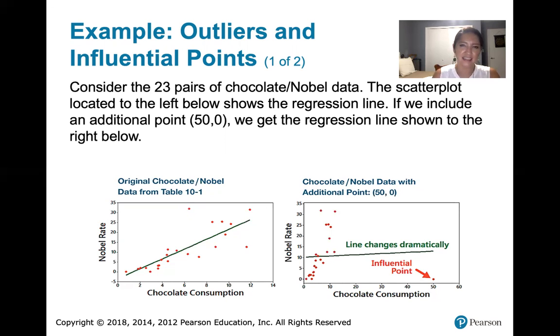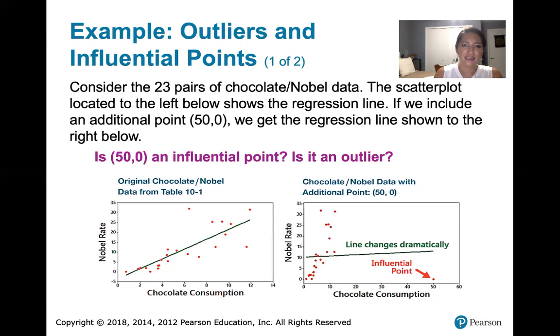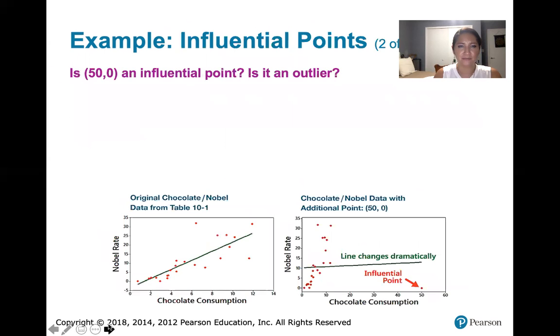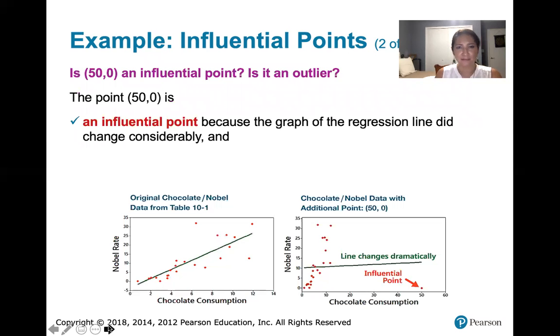The question is, is that point an influential point, or is it an outlier? Well, I think it's easy for all of us to see that it's an influential point. Look at the difference between this regression line and this regression line. It changes quite a bit, just including this point. So that means that that point 50, 0 is an influential point. So the graph of the regression line changed considerably by adding that point to the data set.